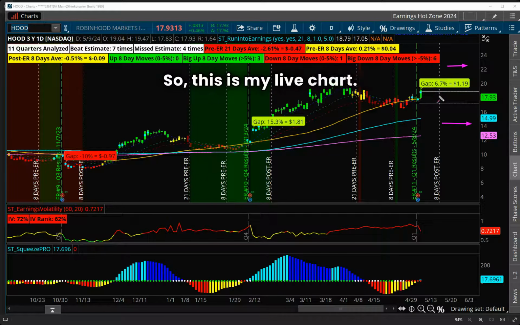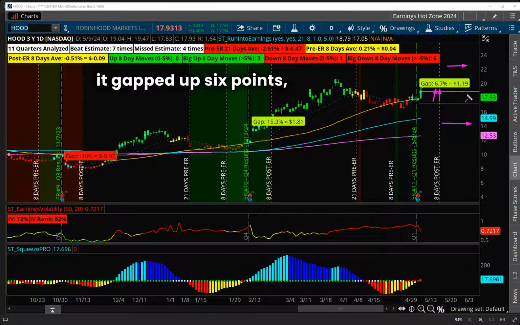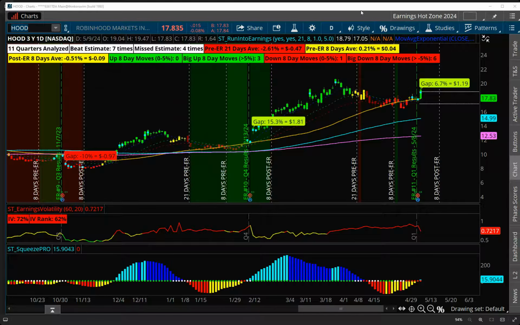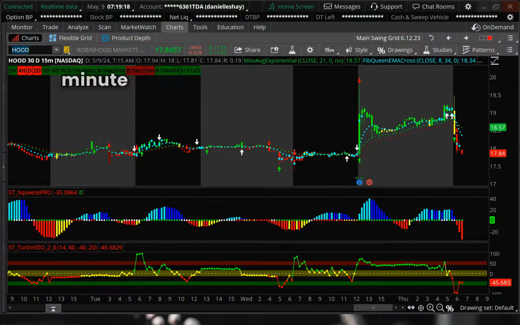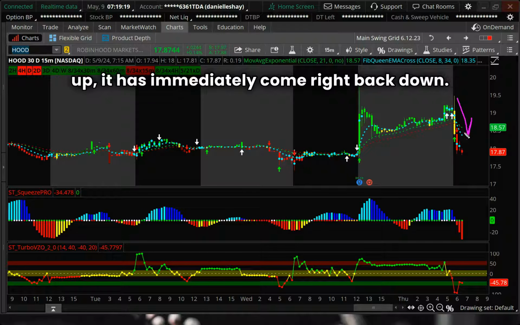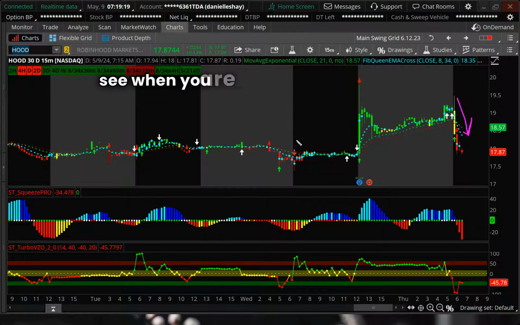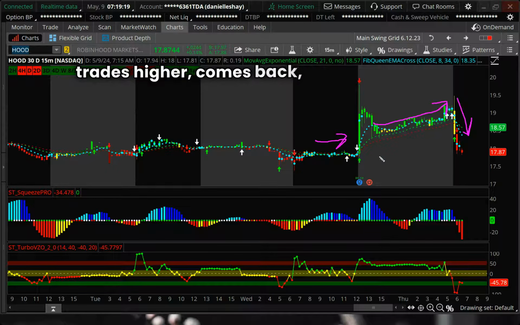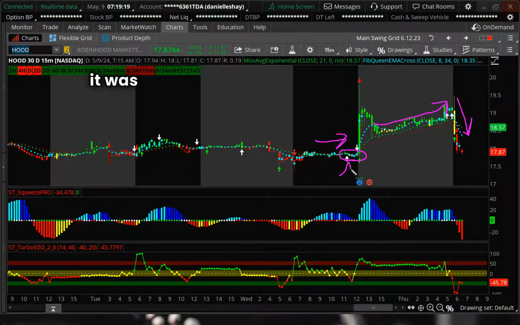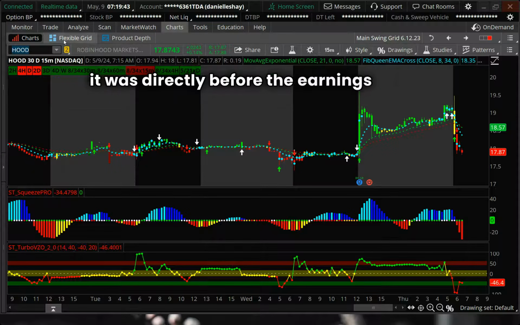So this is my live chart. You can see that this quarter, this morning, it gapped up 6.7%, which was $1.19. But what you can see from the 15-minute chart is that even though it gapped up, it has immediately come right back down. This is exactly what you want to see when you are trading volatility and you're looking for a volatility crush. You get the earnings report, the move comes out, it trades higher, and comes back basically right to where it was directly before the earnings report.